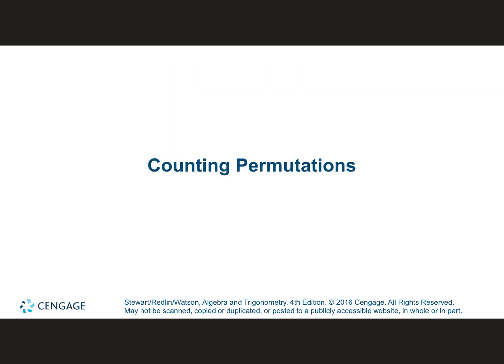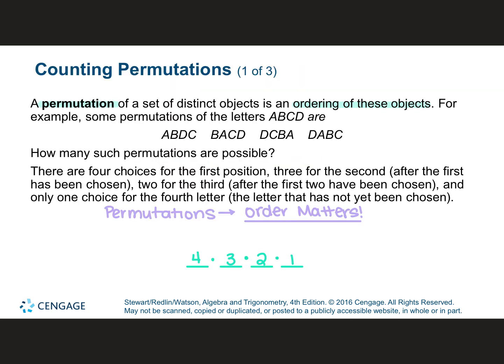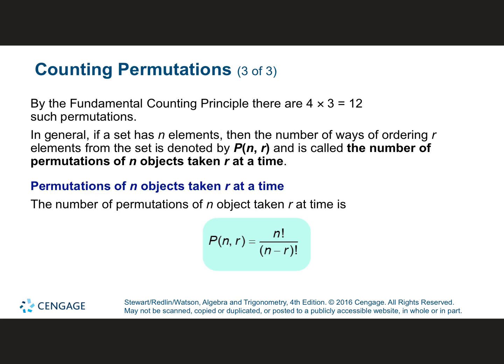So next we're going to look at permutations. With permutations, it just tells you that a permutation of a set of distinct objects is an ordering of these objects, which means the order matters. Anytime you see the word permutation, it means that the order matters. If we look at the formula that we're going to use for permutations, we have n factorial over n minus r factorial. So that n with that exclamation mark means that, let's say if it was 4 factorial, it would be 4 times 3 times 2 times 1. Okay.